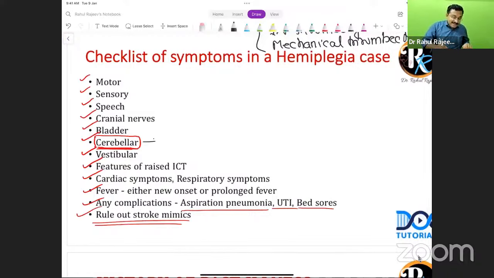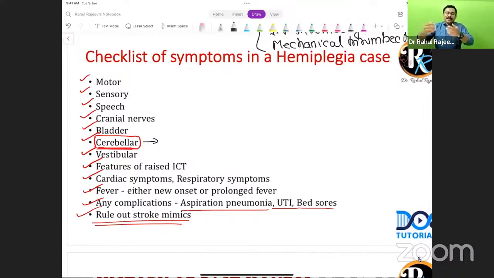Now you tell me why I asked about cerebellar. See, this patient of ours cannot walk. He can only walk with support. So how can I ask him, are you having unsteadiness? He will say, yes, I am not able to walk. So remember, to ask in history properly about unsteadiness, you have to have a good power. Only then can you test unsteadiness.